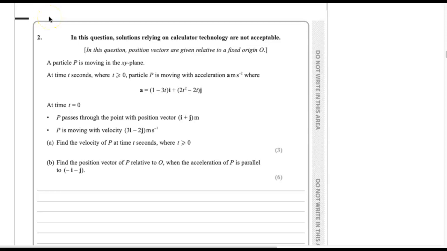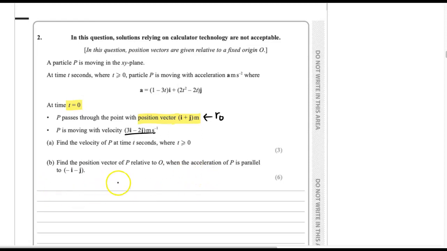This is question number 2 from mock set 4 mechanics. 1 is already discussed. So over here we have acceleration in terms of t. Definitely we need to integrate that to get some other things. We know at t equals 0, the position vector is given to us. We discussed many times, this is r0, right? Now initial velocity is given to us. We have to find out the velocity at t seconds.